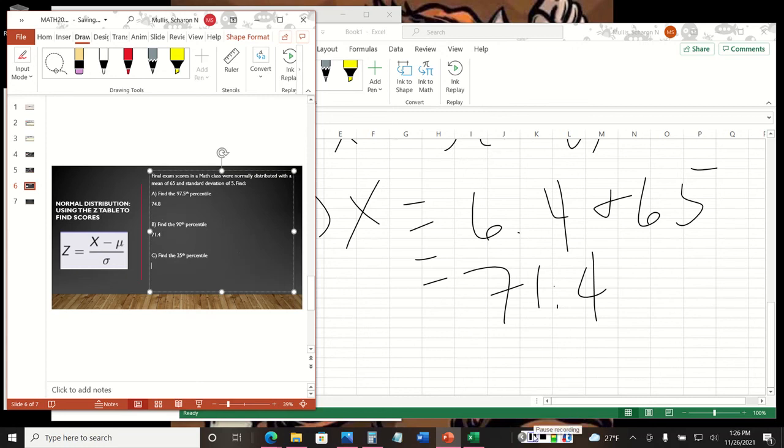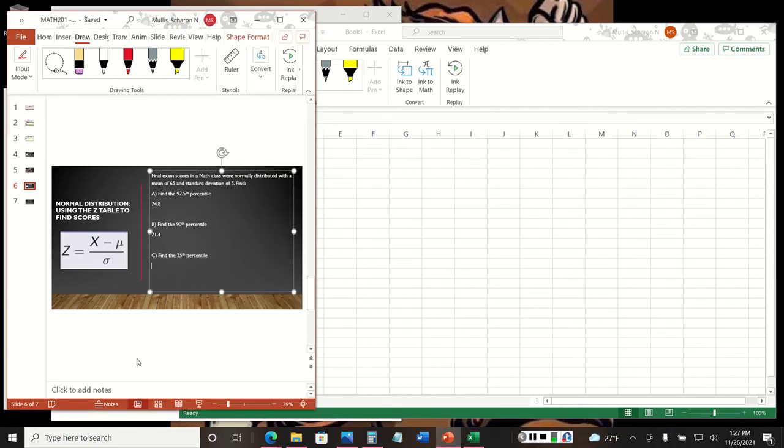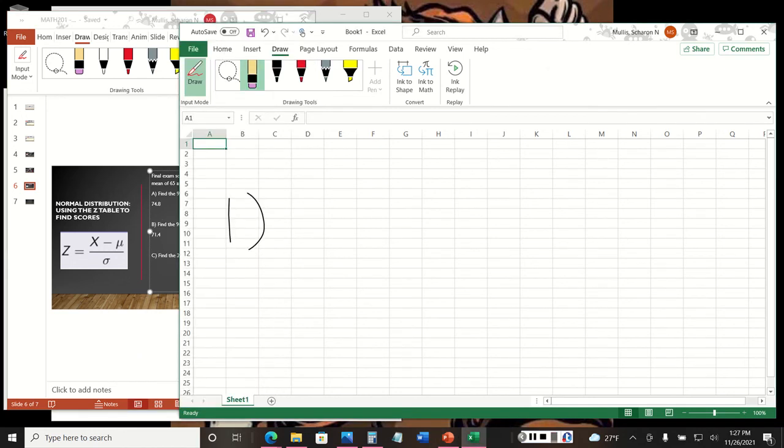Let me erase everything so I can start working on the 25th percentile. Okay, find the exam score in a math class. The scores are normally distributed with a mean of 65 and a standard deviation of 5. We need to find the 25th percentile. So the first thing I do whenever I'm doing these problems, again, is draw my normal distribution curve.